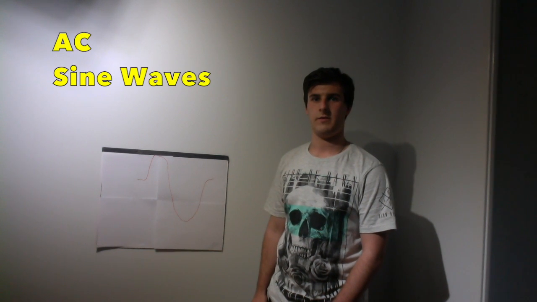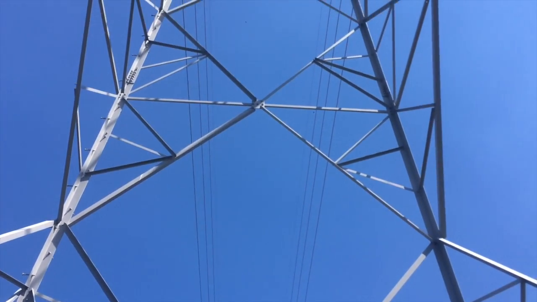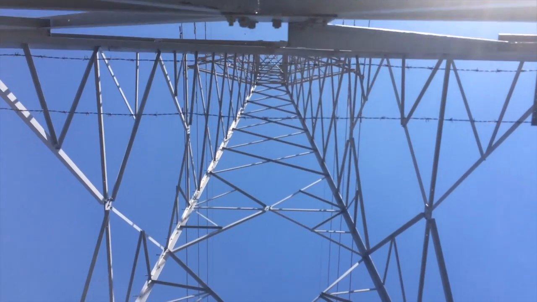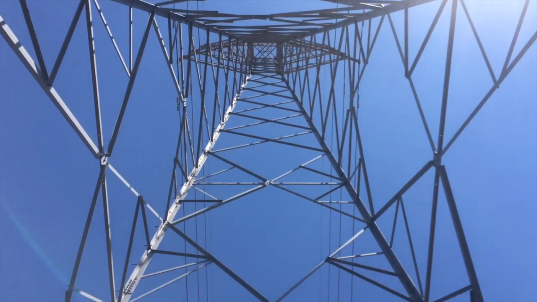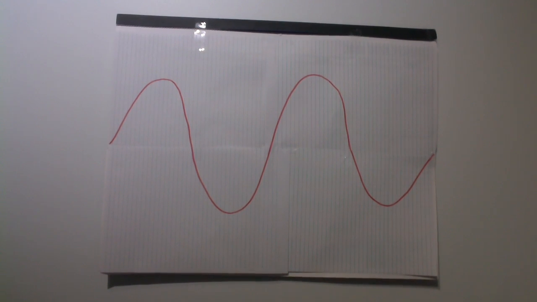AC sine waves. Alternating current is the most prevalent type of electricity worldwide, as it is commonly used in households and electrical appliances. The usual waveform of AC is the sine wave. Here is a blank diagram of an AC sine wave.